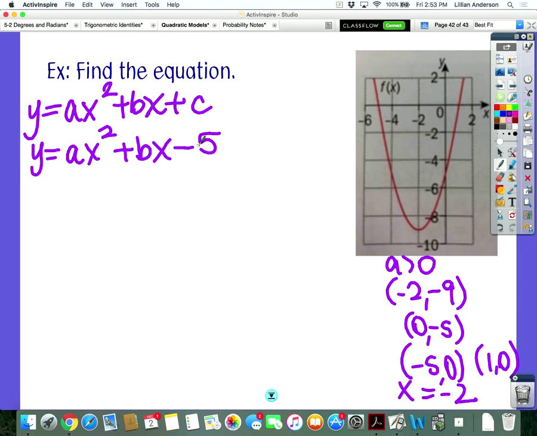So you were trying to say an equation when I asked you for the axis of symmetry. What's the equation for the axis of symmetry? x equals negative b over 2a, right? Now, we already know that the axis of symmetry is -2. So what we can do is plug that in and set it equal to negative b over 2a. Follow me here.